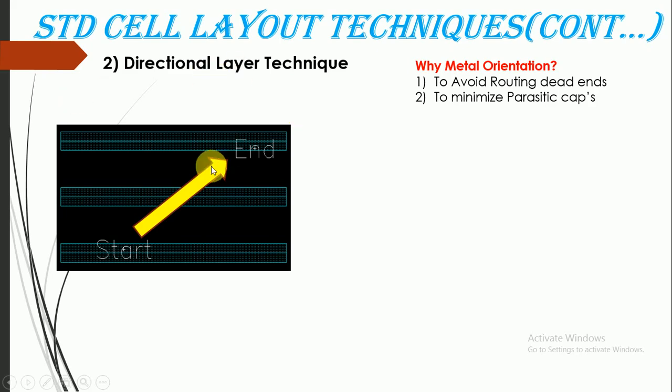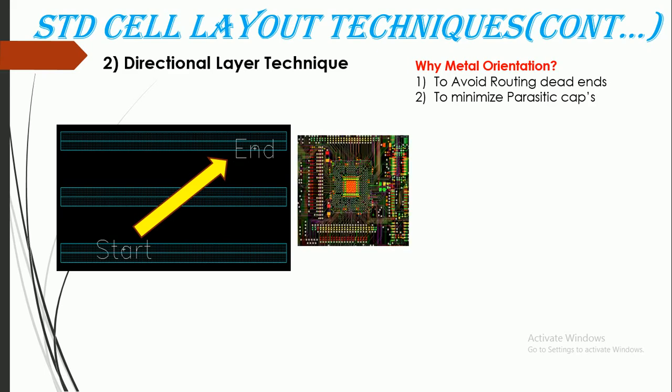Getting into the directional layer techniques, let me assume a case where I have metal 1, with these 3 strips, and I want to start from here and get to there. In order to do so, I can't use metal 1 for this, so I have to go for higher metals. This is one simple scenario, but it might be more complex at the top level.